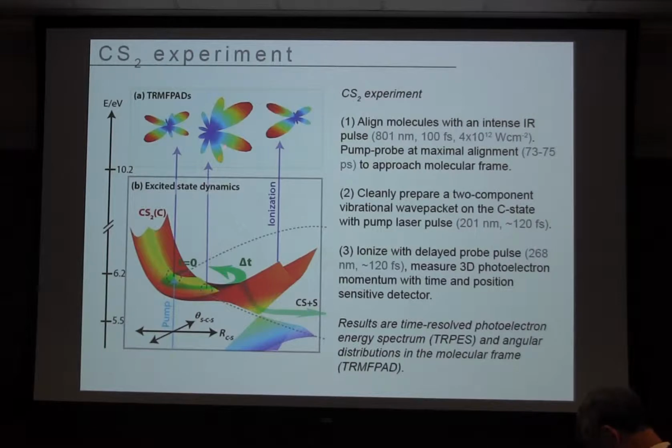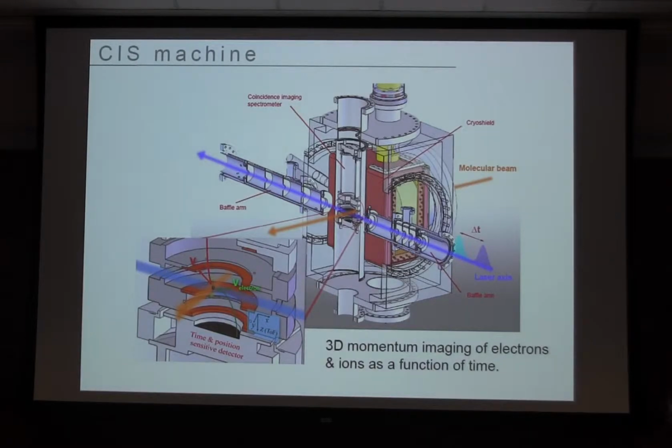And then as a function of time, we're going to think about the angular distributions showing some characteristic behavior of this wave packet. This was the instrument it was recorded on. I won't say too much about it, apart from this is essentially a dual flat field imaging machine. We can do 3D imaging of electrons on this lower time collision sensitive detector, and similarly for ions on the upper detector, and we can measure in coincidence and do things like this.